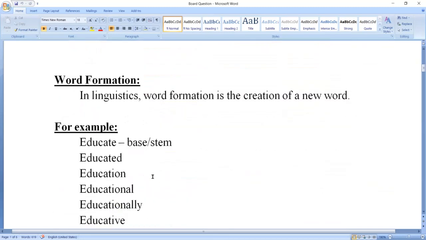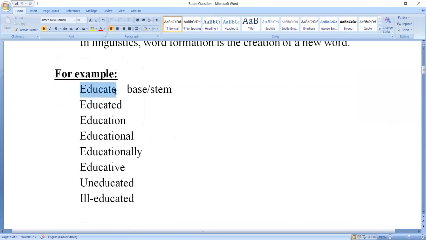First, we need to understand what word formation actually is. It is said that in linguistics or in any language, word formation is the creation of a new word. That is, it is the system of forming new words from a particular base word. From the example you can understand that here educate is the base word or stem, and now by adding some letters or suffixes or prefixes or affixes, we are going to form new words of new parts of speech.